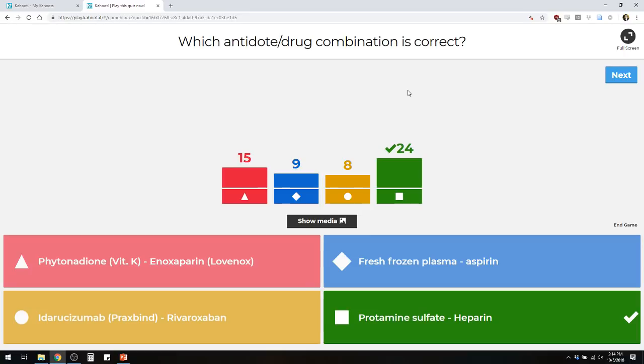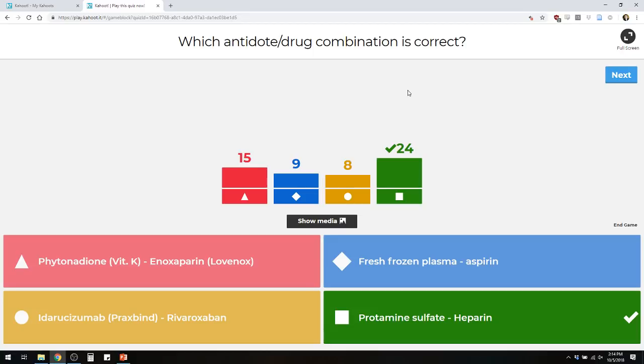You can't really do much about that. Now, how about idarucizumab or Praxbind? What is that going to be the antidote for? That's actually a monoclonal antibody designed just to grab up the drug and neutralize it. And that was dabigatran, or the brand name Pradaxa, is the drug that's used for. Again, that was the monoclonal antibody. You bind up the drug. Remember, Pradaxa was the factor 2 inhibitor, the direct thrombin inhibitor.